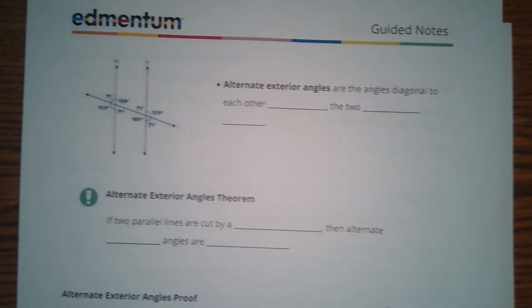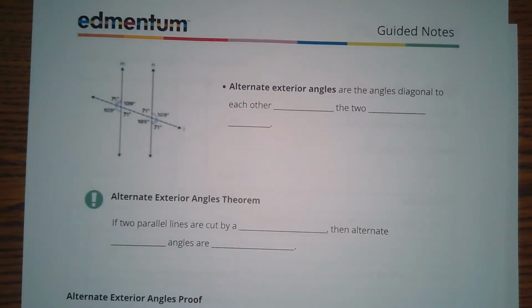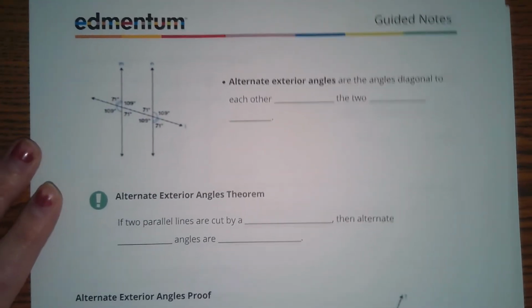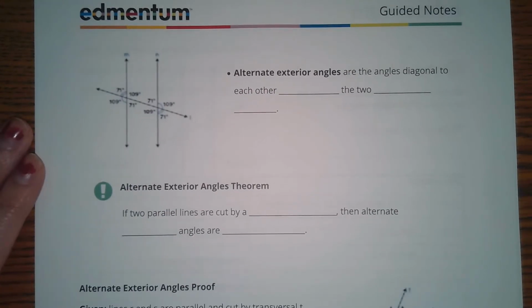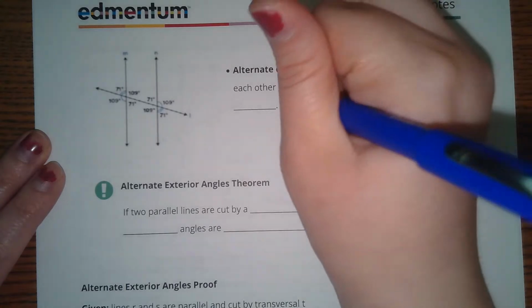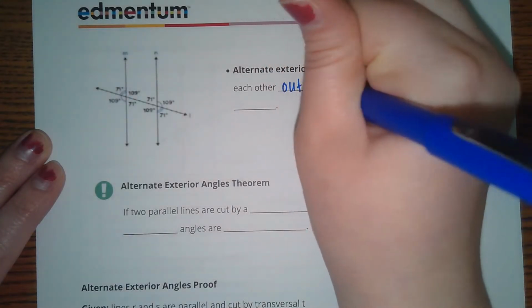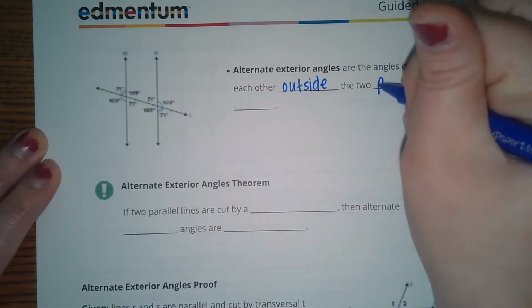Now let's talk about alternate exterior angles. Similar, but now we're looking at the angles outside. So alternate exterior angles are the angles diagonal to each other outside my two parallel lines.